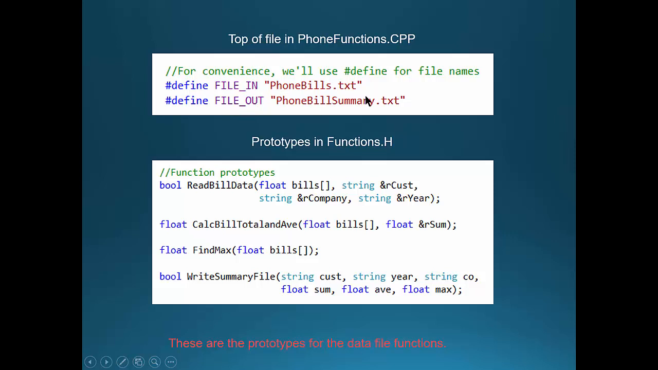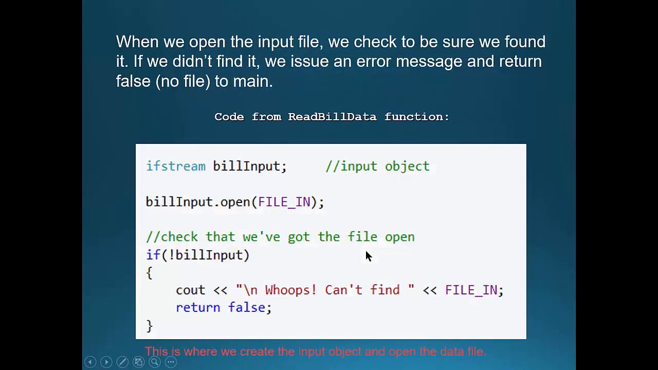And then our output one will be just phonebillsummary.txt. And then we would have these functions: read bill data, write summary file, and then a function where we'd pass in the array, and it would return the sum, and then maybe return a float as the average, and then another one that would find max. You pass in the array, and it would return the maximum value in that list.